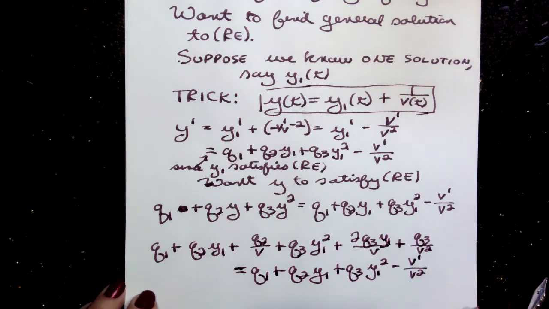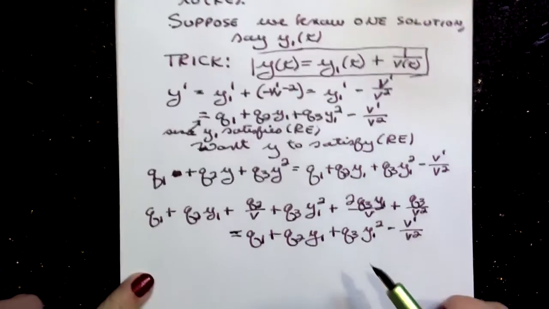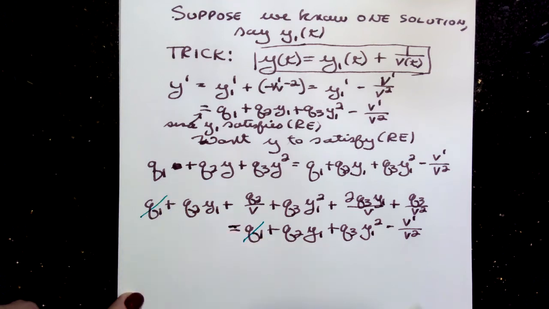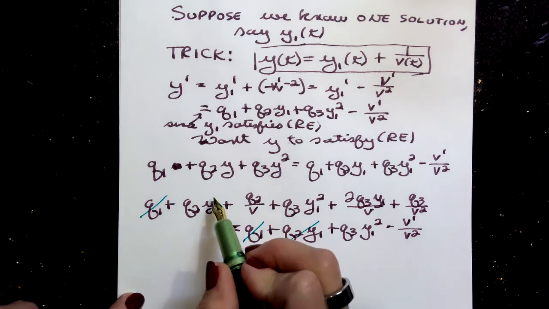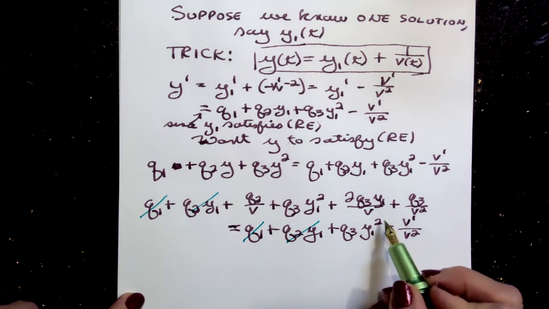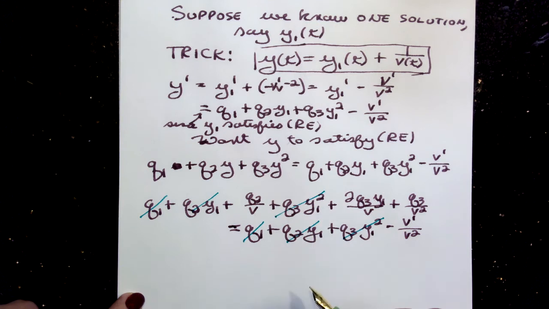Okay. And now let's look and see what cancels and what doesn't. We have some cancellation. Okay, so let's see. We can see that we have Q1 on the right and Q1 on the left. That cancels. We have Q2Y1 on the right and on the left. Okay. We have a Q3Y1 squared on the right and on the left.